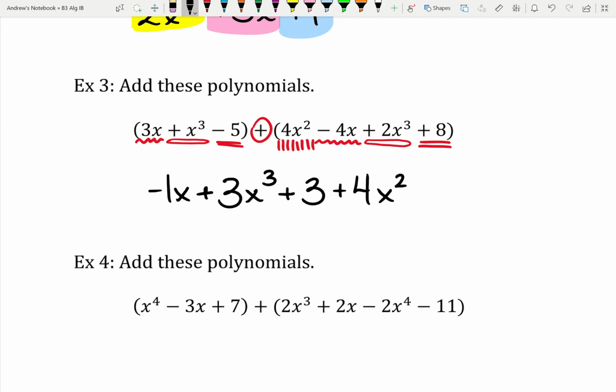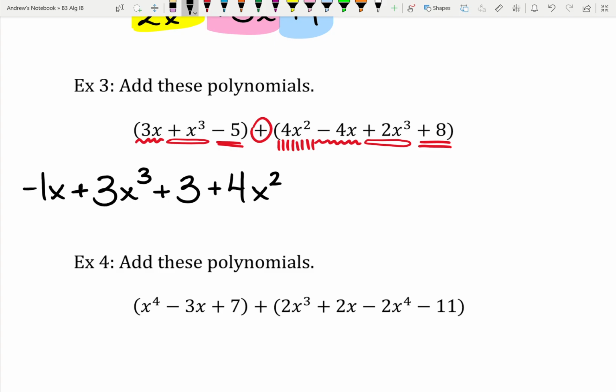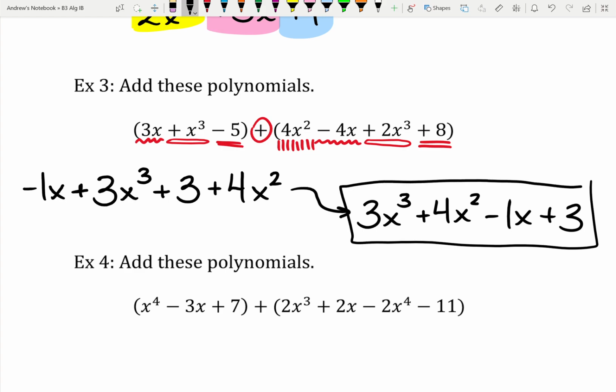Something we talked about during our last lesson was standard form of a polynomial. So really what I should be doing here is converting this to standard form when I write out my final answer. And all that means is that we're going to take the biggest power of the variable and write that one first, and then go to the next biggest, and then the next biggest, all the way down. So positive 3x to the third has the biggest power, so we'd write that one out first. I've got a plus 4x squared after that. I've got a minus 1x, and then I've got a regular old plus 3. All right, so this is really what we're looking for as our final answer.